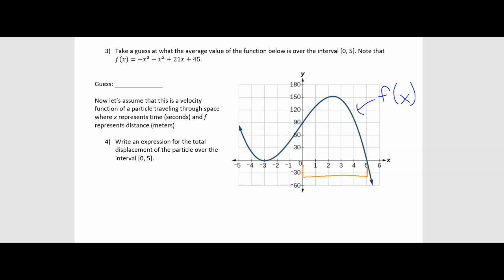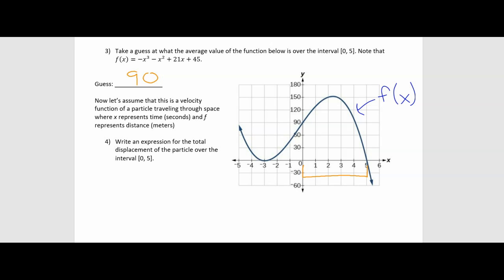Okay, so maybe you think the average value is somewhere around 90. So I'm just going to make that our guess, and we'll compare that at the end and see if we were close or not. The next few questions are going to take us down a path of figuring out the process for finding the average value.